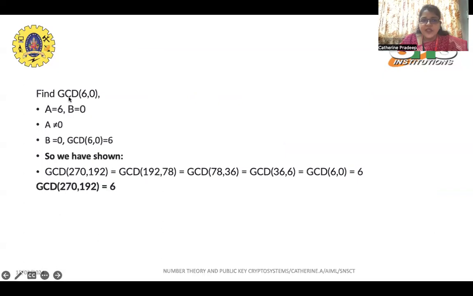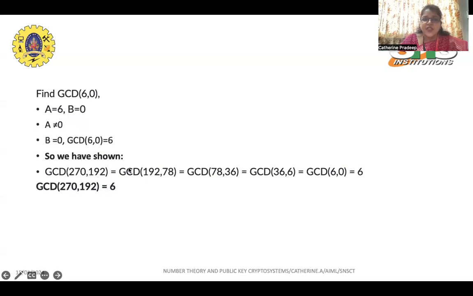So when you find GCD of 6 comma 0, A is equal to 6 and B is equal to 0. If any of the numbers is 0, you have to stop your algorithm there and the remaining number will be the greatest common divisor. So here GCD will become 6. So as we have shown, GCD of 270 comma 192 is nothing but 6.